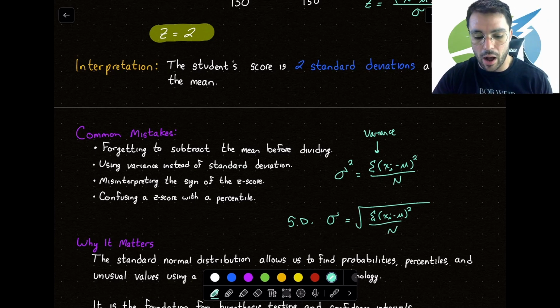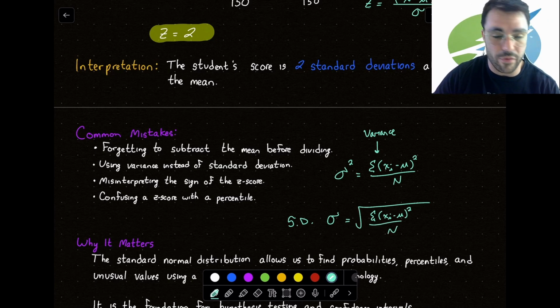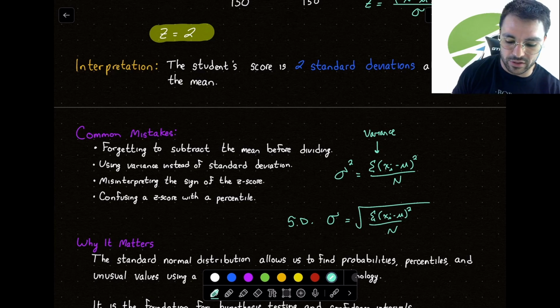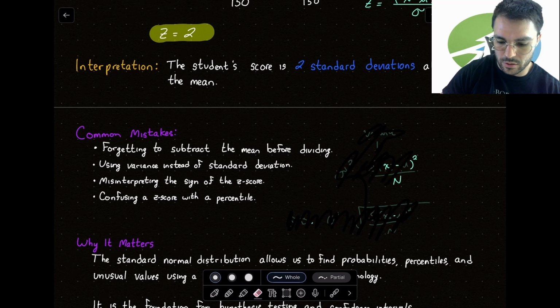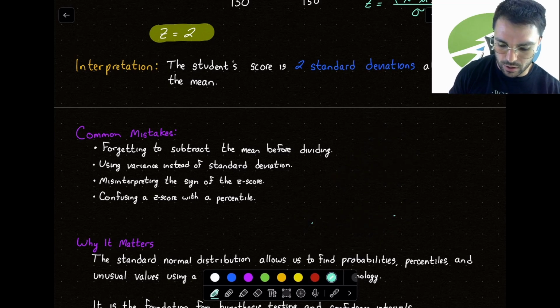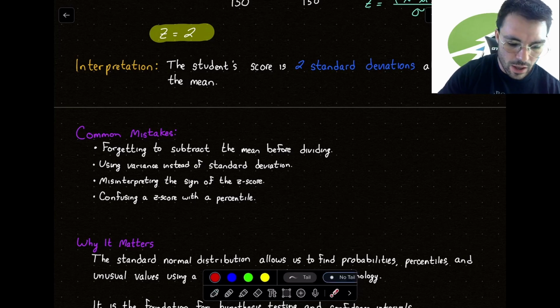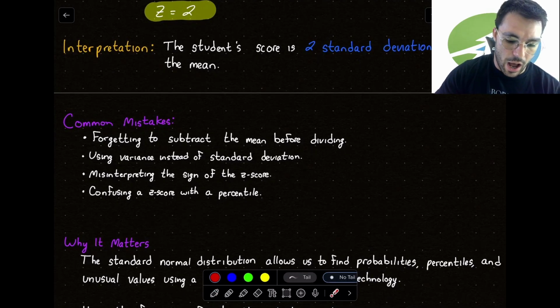Sometimes you have to derive all of this by hand. You're not always given the standard deviation or the variance. You're just given the data and you're told to figure it out. You got to remember, when you get the variance, square root it. Now you have the standard deviation. Another common mistake: misinterpreting the sign of the z-score.